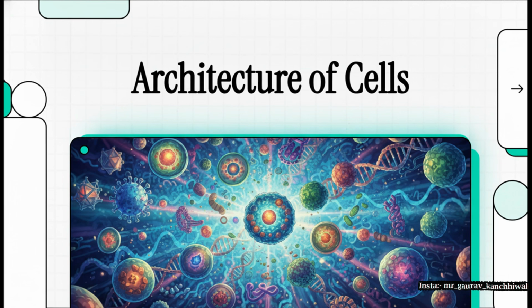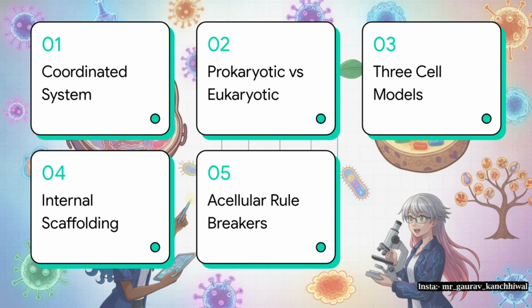Let's get started. Okay, let's dive into this. Here is our roadmap for today's Explainer. We'll start with the coordinated working system, then look at prokaryotic versus eukaryotic cells, check out bacterial, plant, and animal models, dive into the cell's internal scaffolding, and finally wrap up with the acellular rule breakers.